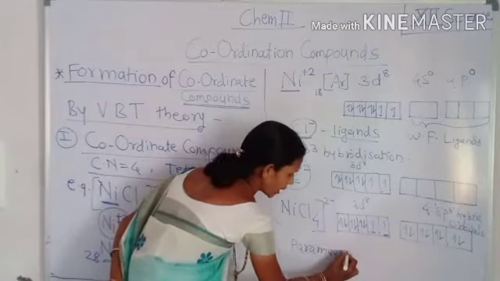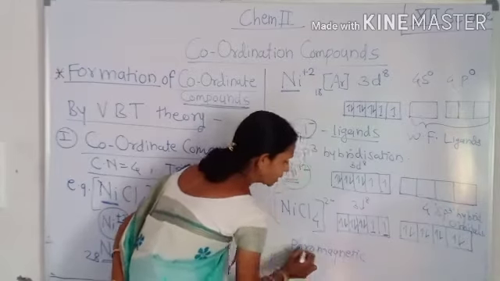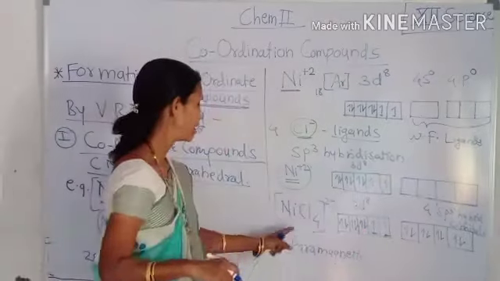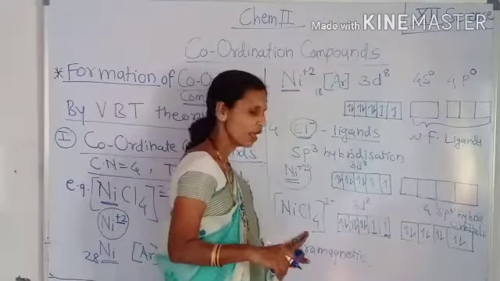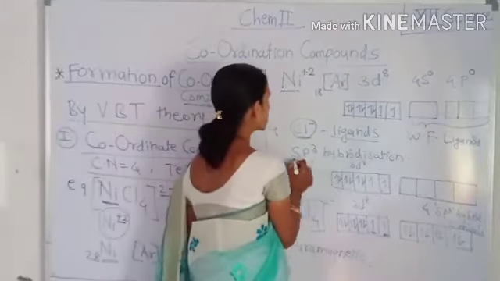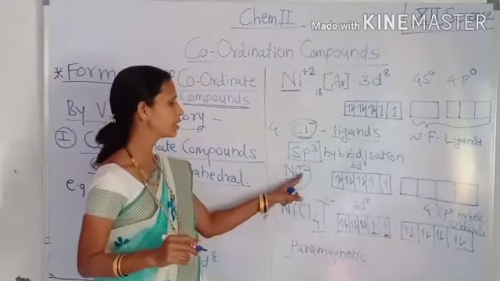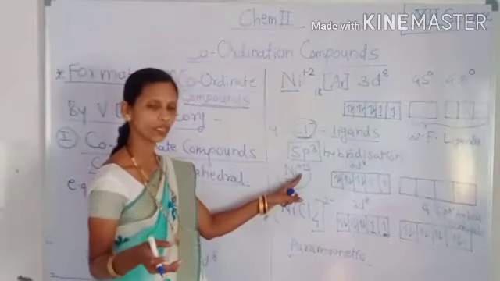Why is it paramagnetic in nature? As it contains 2 unpaired electrons, therefore, it is paramagnetic in nature. And here the hybridization that takes place in the central metal ion, that is Ni2+, is sp3.